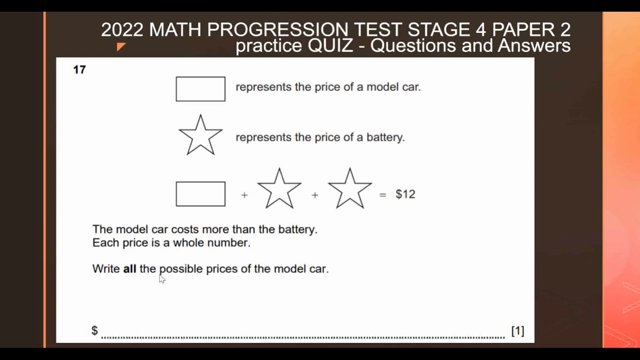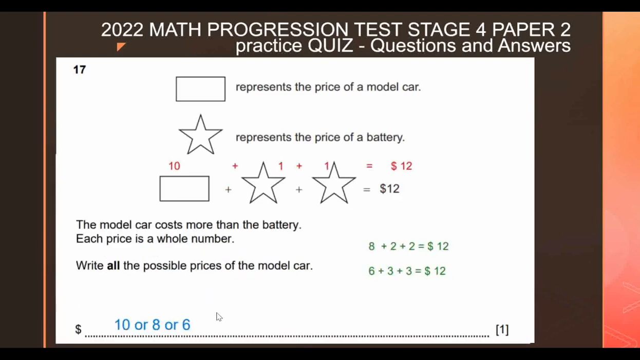If you have not finished, you may pause this video. So now let's see the answer. It should be a whole number, and the car costs more than the battery. So if we put 1, which is the smallest whole number, for the battery, we have to put 10 for the car. So 1, 1, and 10.